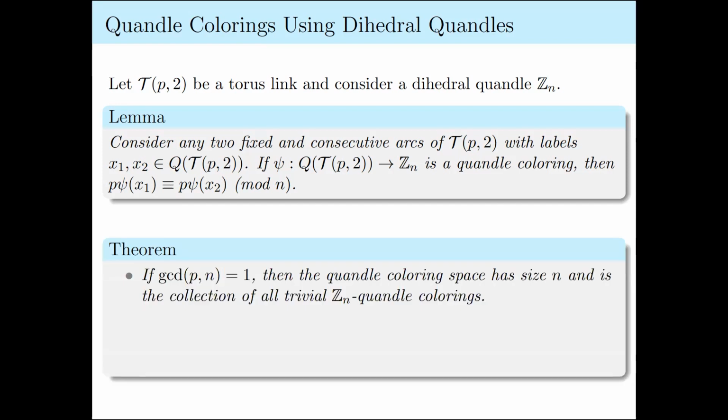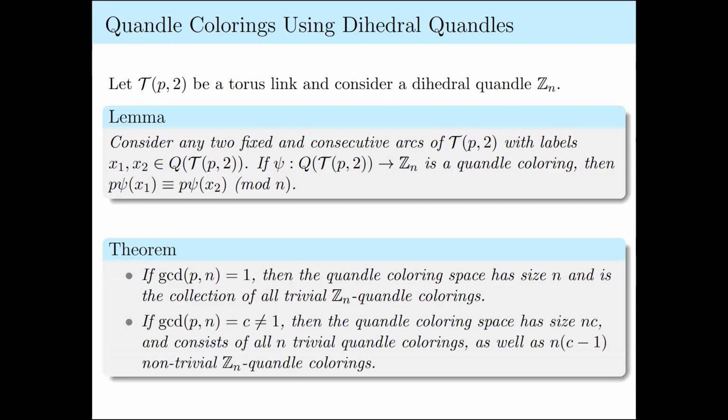This leads to our first theorem on quandle colorings. It turns out that if the GCD of p and n is equal to 1, the quandle coloring space has size n and is a collection of all trivial quandle colorings. On the other hand, if the GCD of p and n is equal to c, not equal to 1, then the quandle coloring space has size nc and consists of n trivial quandle colorings as well as nc minus n non-trivial quandle colorings.